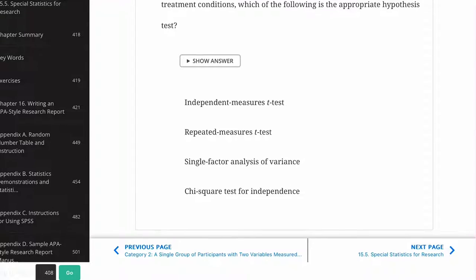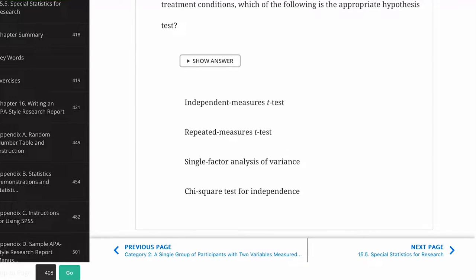For a between subjects study, right there we know that we're comparing groups. We're evaluating the mean differences among 3 different treatment conditions. Which of the following is the appropriate hypothesis test? So again, we have a between subjects design, so the participants are different. They're independent in each group. There are 3 treatment conditions, so there are 3 groups. We can't automatically use a t-test because there are more than 2 groups. So that means we have to use an ANOVA.